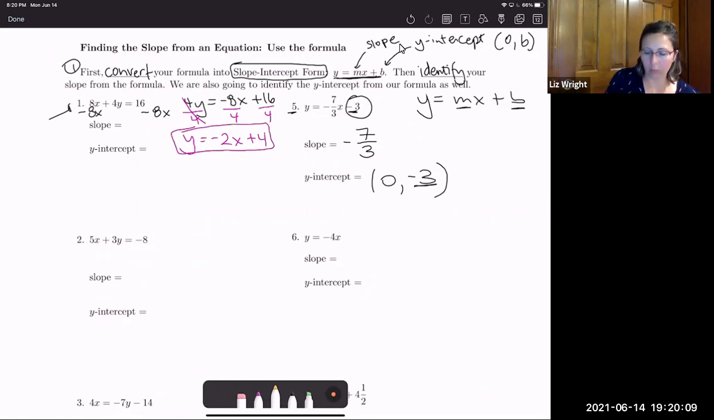All right, here's our equation. What's our slope? What's our m? It's right here. It's negative 2. What's our b? It's positive 4. So again, we're going to write it in the form of (0, b), and our b happens to be a positive 4 for this equation. So there's our two answers. Our slope is negative 2 and our y-intercept is (0, 4).